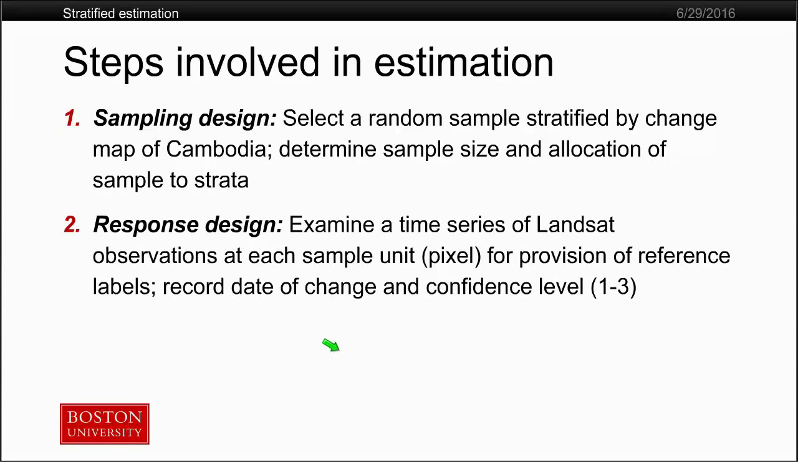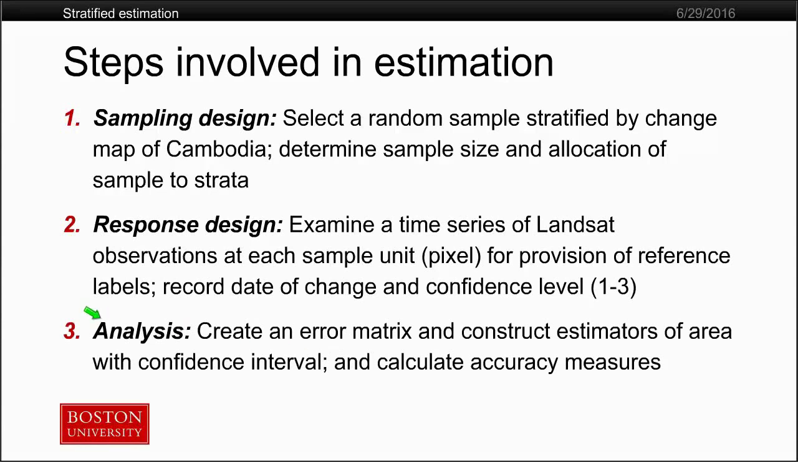So there's really no reason to not examine a time series of Landsat observations. I have the time series, so why not use it? So that will give me a better reference data set than just using some individual snapshots in time. So I'm going to look at time series of Landsat data for each unit in my sample. And I'll also take a look in Google Earth and see if there's anything helpful in Google Earth. And then finally, once I have collected all my reference observations, I'll do my analysis. So I'll construct my estimators of area, confidence intervals, and calculate accuracy measures.